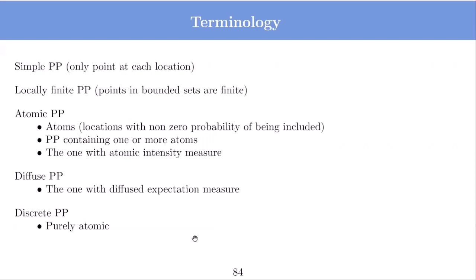If you compute the expectation measure of this point process, you will also get an atomic measure as the expectation measure. The expectation measure is the mean number of points in any set, and because the point is included, the mean number of points in that set is some non-zero value. A diffuse point process is one which does not have any atoms. Its expectation measure is diffuse. It means if you take a set which has singleton elements or has zero Lebesgue measure, the mean number of points in that set should be 0. Then there is a discrete point process which is purely atomic. It only consists of those atoms, and it may not contain any location which has diffuse measure.